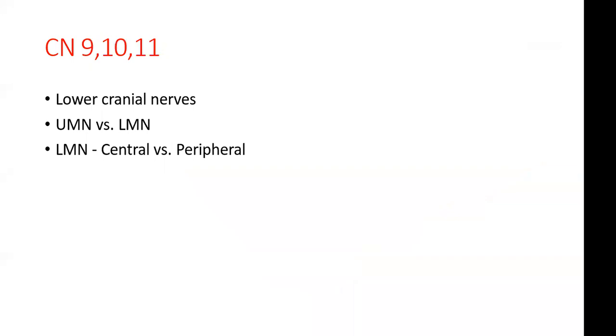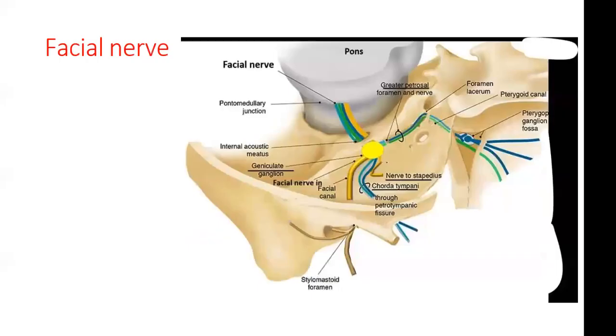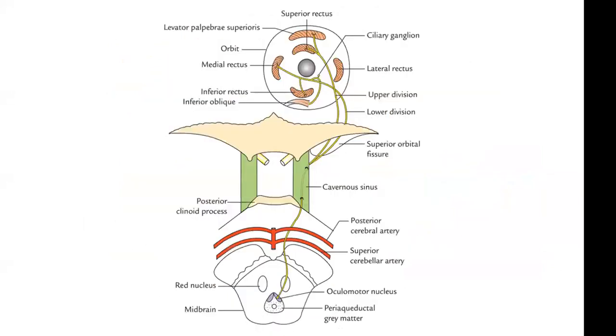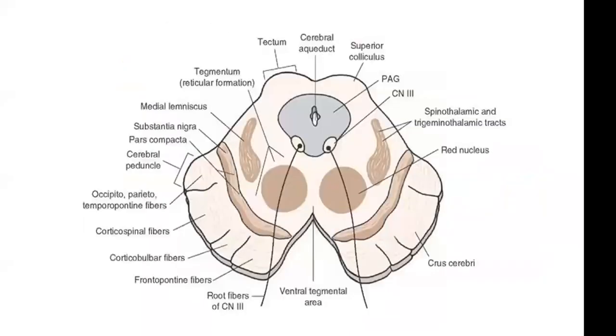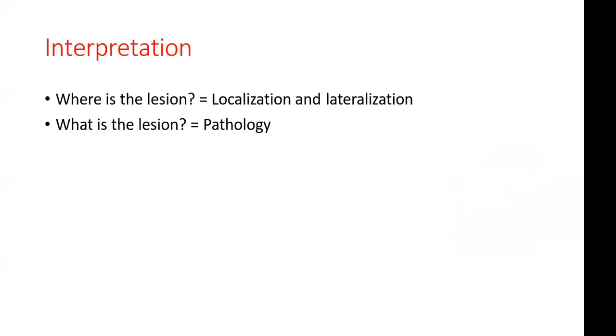Now we come to the last set of cranial nerves. So any questions up to now, please ask in the group. Up to now, we have discussed how to answer these two questions in neurology based on our cranial nerve findings. Where is the lesion? That is localization and lateralization. And what is the lesion? This is based on the pathology.